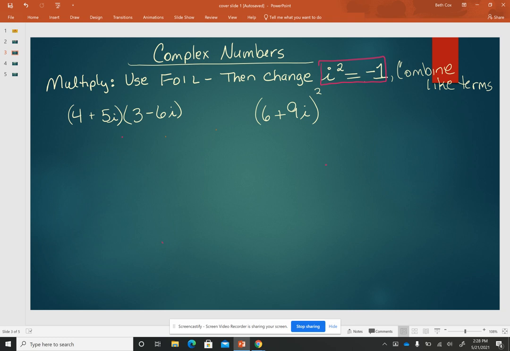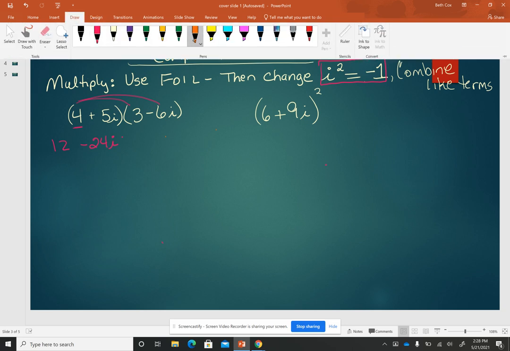That's what our gut's trying to tell me to do. Sometimes you may distribute, so use your gut, but we're going to multiply. I'm going to do 4 times both of those. That's the first and the outer. And so that would be 12 minus 24i. Remember that i, right now, just kind of acts like a variable, which is what it really should be treated like. So just let your instinct go. You kind of know how to do this.